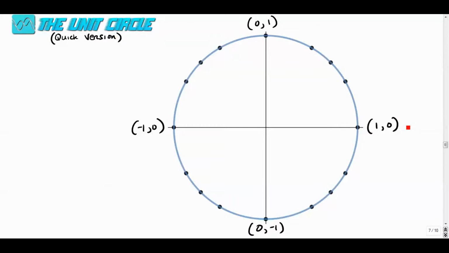I'm going to put all my degrees in red and all my radians in green. Here at this point we are at 0 degrees or 360 degrees. So if you went here, it's 0 degrees, but you can also spin all the way around and come back and be at 360 degrees. In terms of radians, it will be 0 radians or 2 pi radians. A full revolution of a circle is 2 pi radians.